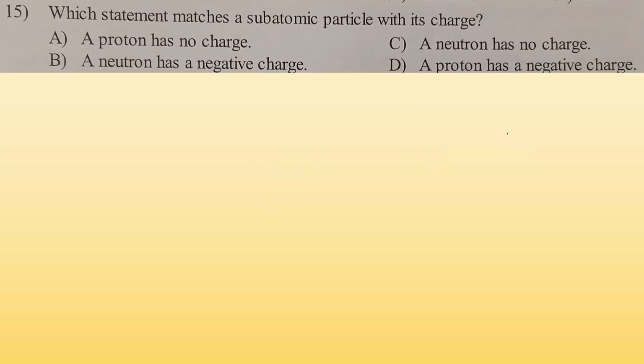15. Which statement matches a subatomic particle with its charge? So again, review. Protons have a mass of 1, a charge of 1. Neutrons have a mass of 1, charge of 0. And electrons have a mass of 0 and a charge of -1. So which one of these is matched up correctly? It's going to be C. Neutron has no charge. Neutron is neutral.